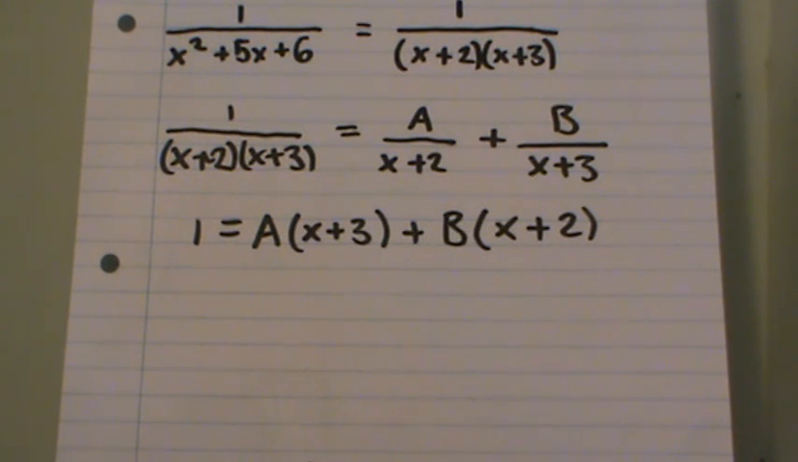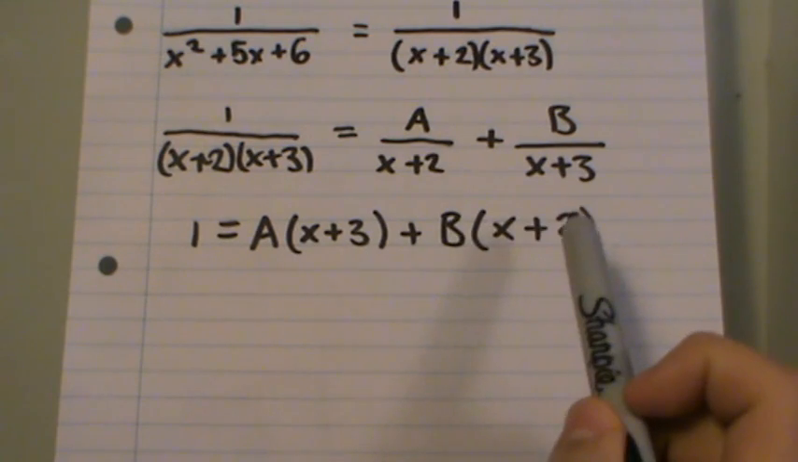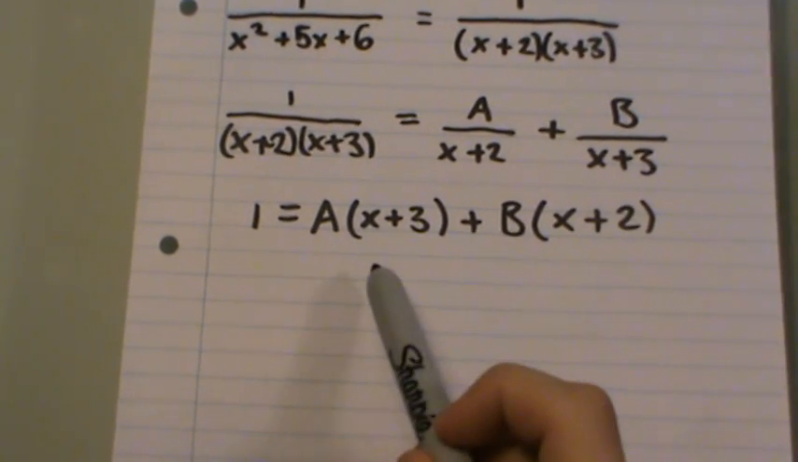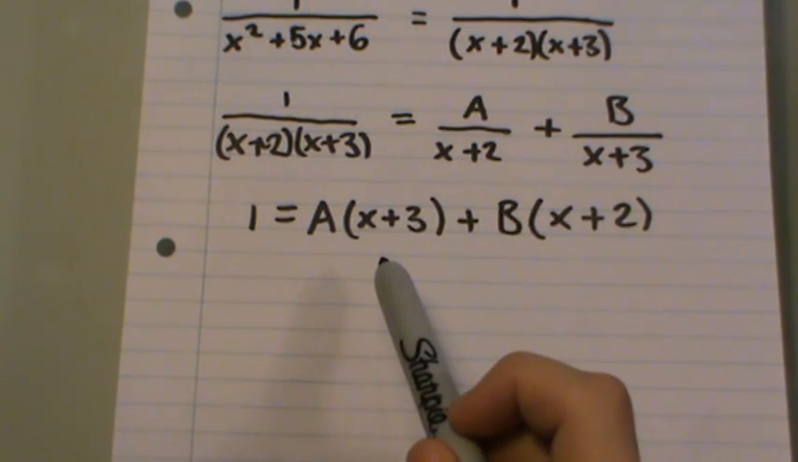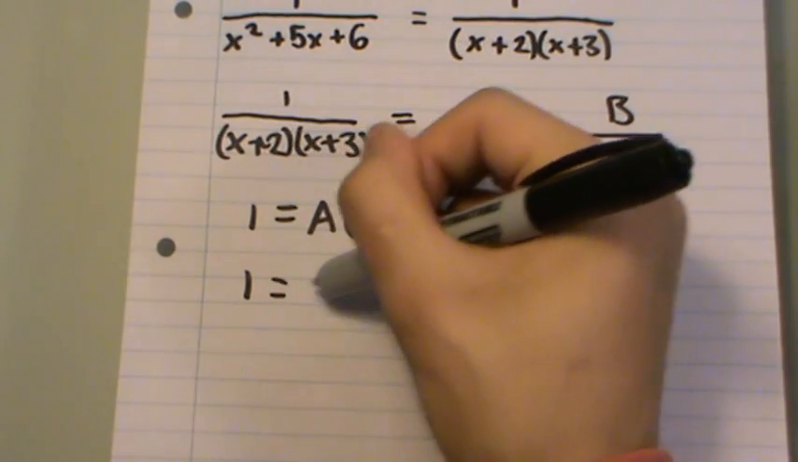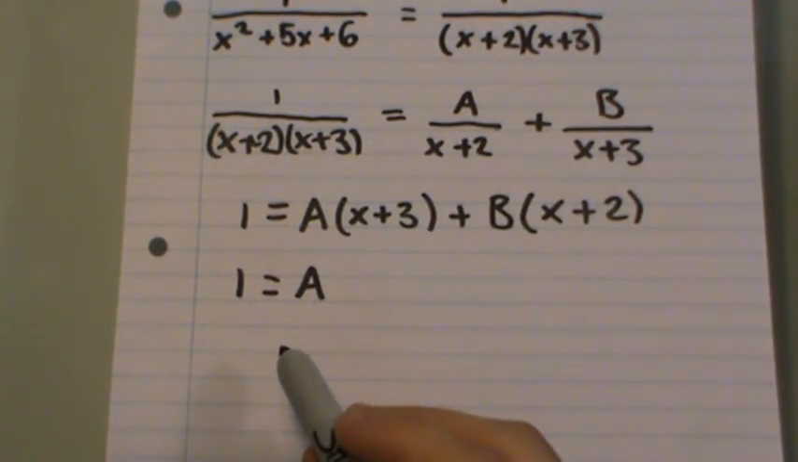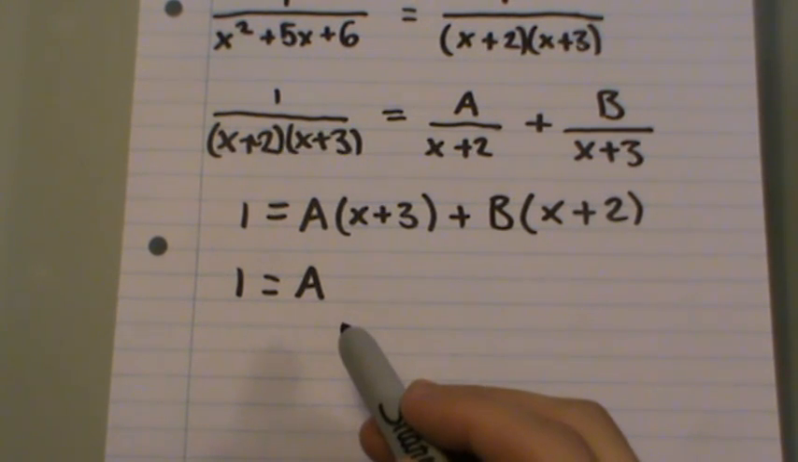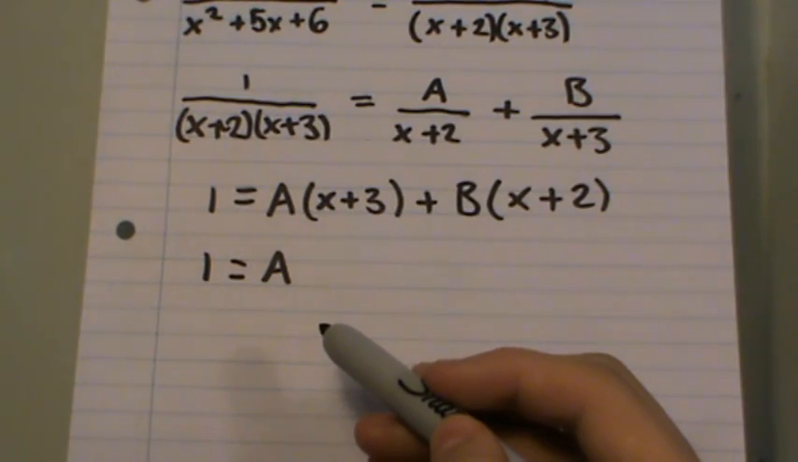So one really obvious one that we could try is if I substitute x equals minus 2, this will become 0, and that will eliminate the B term, and this will mean that (x + 3) goes to 1, because 3 minus 2 is 1. So what we get is 1 is equal to A. So now we've just found A, and this works for any value of x, so we don't have to worry that we plugged in x equals minus 2.